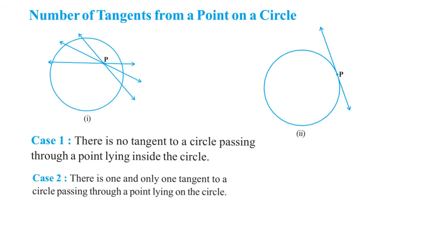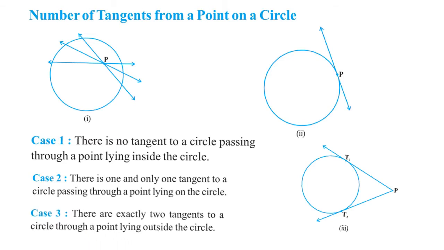What if the point is lying somewhere outside the circle? How many tangents do you think you can have passing through that point? For example, over here, there can be two tangents. So we have a third case over here. There are exactly two tangents to a circle through a point lying outside the circle.